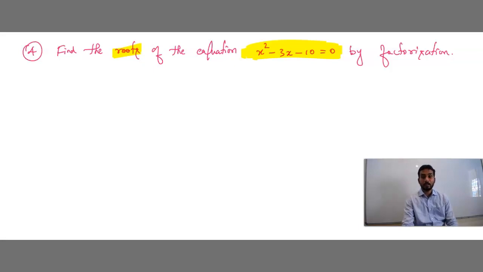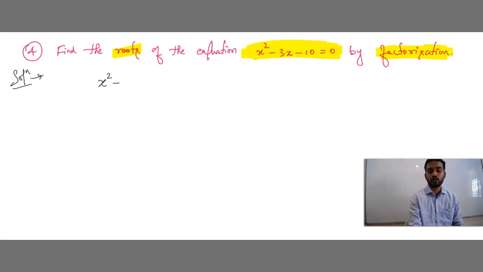But sometimes, if they particularly mention a method, then you have to use only that method. If they say factorization, you have to use factorization only. Formula method means you have to use the quadratic formula only. If they say completing the square, then you have to use the completing the square method only. Is this clear? Now let me solve this problem based on the factorization method. I'll show you the logic of how to solve this.